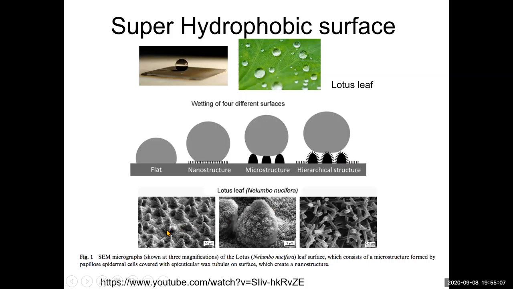And the bottom figures are SEM micrographs of the lotus leaf surface. And we can see that the lotus surface has some microstructures, or helix, which are covered by some nanostructures. So we can see that the lotus leaf is based on this mechanism. This is a hierarchical structure.